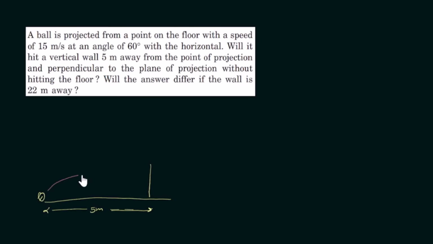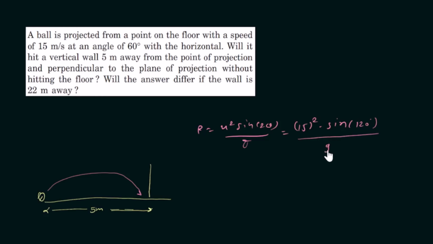Now we are going to project this object like this. As we know that this is 5 meter, if we find the range, and it is more than 5 meter, then this ball will hit the wall. If it is not, then it will not hit the wall. So the range is u square sin 2 theta divided by g. This is going to be 15 square sin 120 divided by g, which is 9.8.